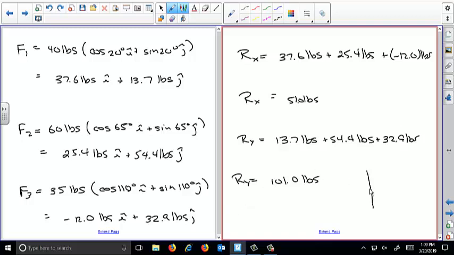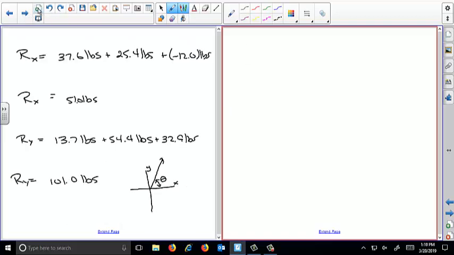And we can sketch it here, x, y. They're both positive. The y component's a little more positive than the x component. So we're going to have this angle, theta, between the positive x-axis and this force vector. It should be on the order of 70 degrees, just guessing.